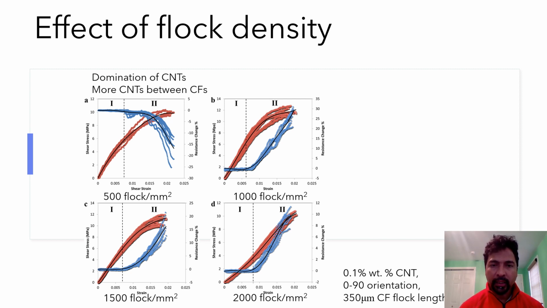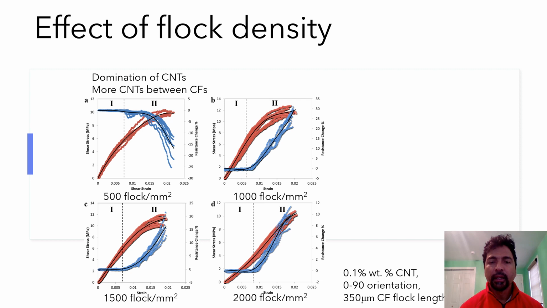Let's focus on 500 per millimeter square. Here we have 2 different zones. As you can see, for all composite types, in zone 1 there is no change in resistance, as we discussed with the previous slide. Now, in the case of 500 flock per millimeter square, you have a decrease in resistance compared to the other 3 cases. The reason is that you have fewer carbon fibers and the conductive network is dominated by carbon nanotubes. We noticed a similar thing in previous studies, where if you have a system under shear deformation, due to Poisson's effect, the carbon nanotubes come closer, and when they come closer, you will see a decrease in resistance.